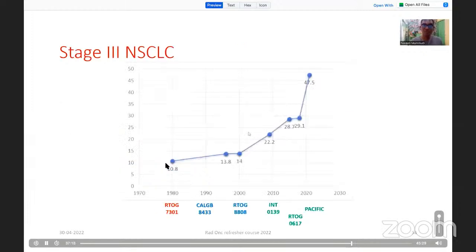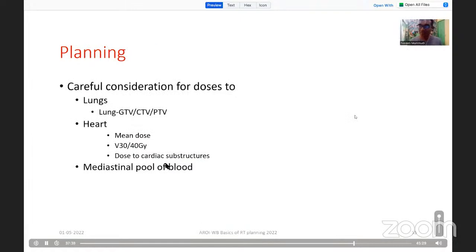So we are going to have patients who are going to live longer. As you see here, in the early 1980s, based on the RTOG 7301, which established 60 Gray as the standard treatment, from there to the PACIFIC trial, we have made significant gains in improving patients' lives. At the same time, we also have to be responsible because patients are going to survive for longer. We don't want them to suffer with unnecessary radiation-induced complications.